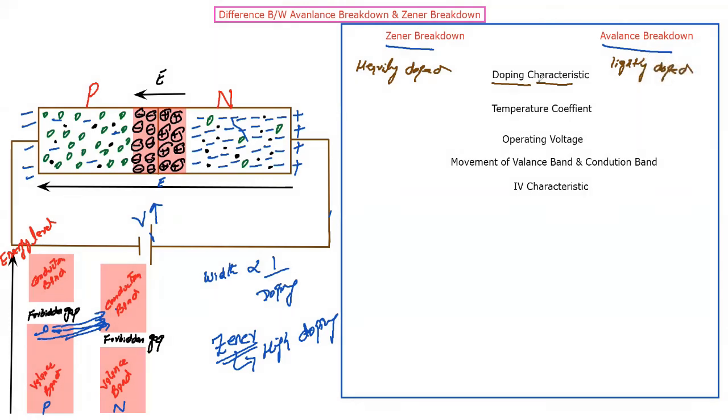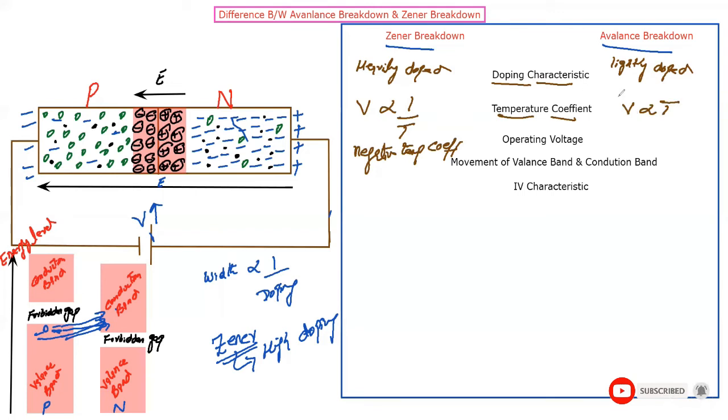Now let's discuss the second characteristic, that is the temperature coefficient. The Zener breakdown voltage varies inversely with the temperature. It means that if you increase the temperature, then the Zener voltage will decrease, or you can say the Zener diode has a negative temperature coefficient. Avalanche breakdown voltage varies directly with the temperature. It means that if you increase the temperature, the breakdown voltage will increase, so in avalanche breakdown the temperature coefficient is positive.